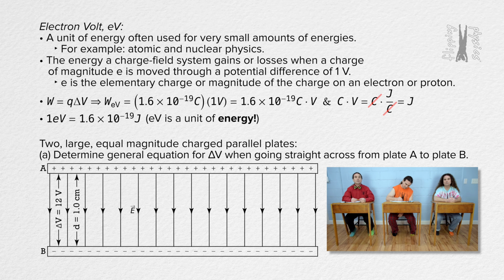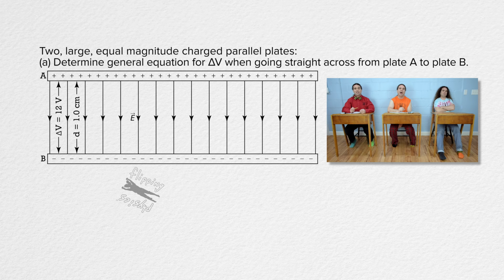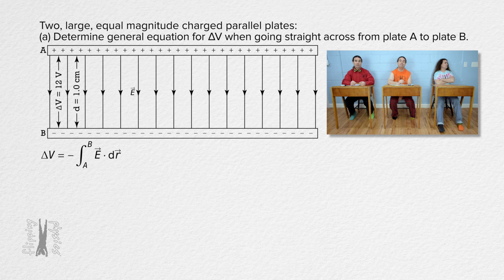Let's start by determining the general equation for the electric potential difference when going straight across from plate A to plate B. Billy, please do that. Absolutely. Well, we already determined the electric potential difference equation in terms of the dot product, or using cosine theta. Let's use the one with cosine theta in it, because we are determining the electric potential difference from plate A to plate B. The direction of dr is the same as the direction of the electric field, and the angle between those 2 directions is 0 degrees.